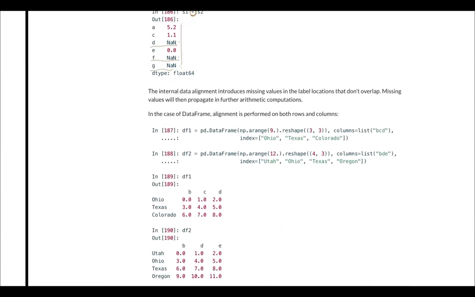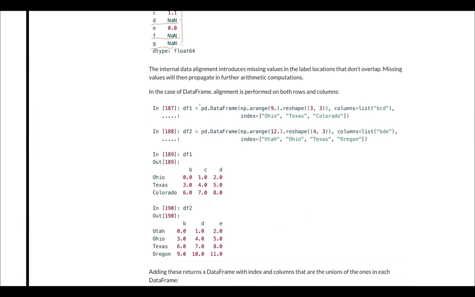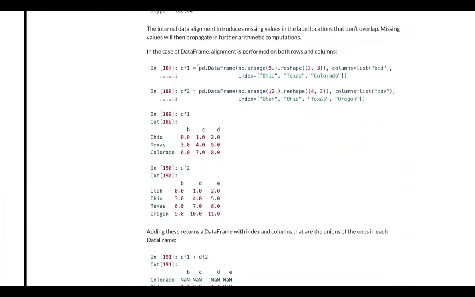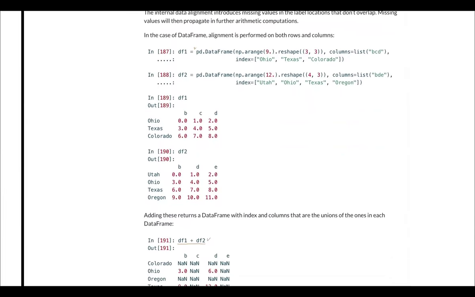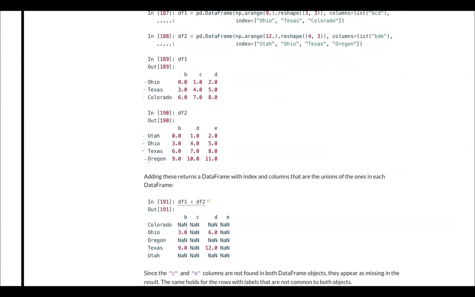Okay? It's the same thing for the data frame. Even if we have a data frame like this, when we do DF1 plus DF2, just think about it: Colorado, Ohio one is going to be the Ohio one, Texas is going to be the Texas one. Oregon is not in DF1, so it's NaN. Utah is not in DF1, so it's also NaN. And Colorado does not exist in DF2. That's how this kind of table gets produced, even with an arithmetic calculation like plus.